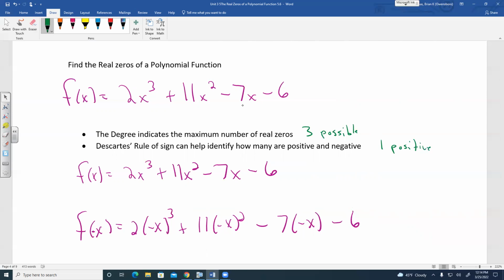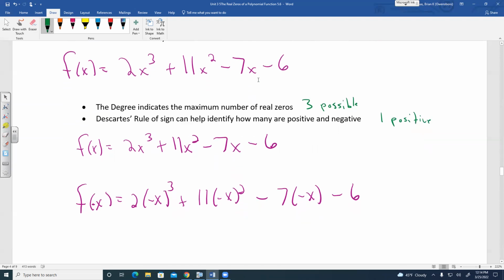If I evaluate f of negative x, that's going to tell me how many negative real zeros are possible. So again, when I put the negative in, a negative raised to the 3rd power makes that negative. So that's a negative 2x cubed. A negative raised to the even power does not change the sign, so it stays as plus 11x squared. A negative and a negative make that a positive 7x, and the negative 6 comes along for the ride.